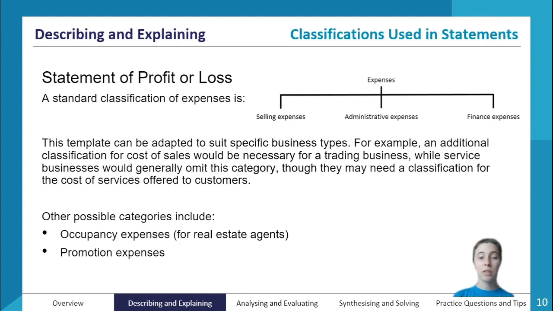Usually a service business is not going to have that category. However, it could have another category for the cost of the services. So maybe it has costs that it incurs in order to deliver those services. And some other possible categories, you could have occupancy expenses or promotion expenses as well.